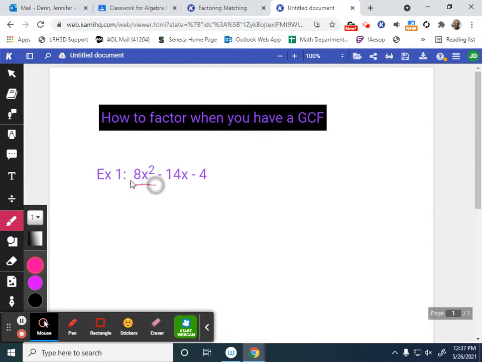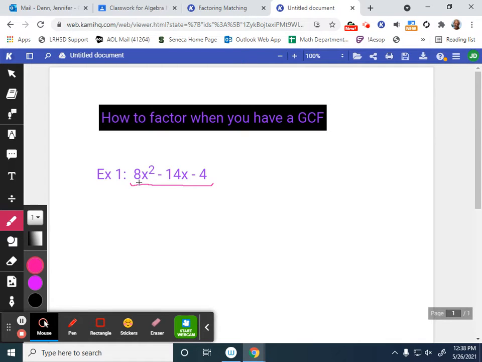Because if you have any common factor that can come out, you want to bring it out first for two reasons. Number one, it's a lot easier to factor when it's a more simple trinomial. And second, it's not considered all the way factored if there's still a common factor in one of the parentheses or in this whole expression.